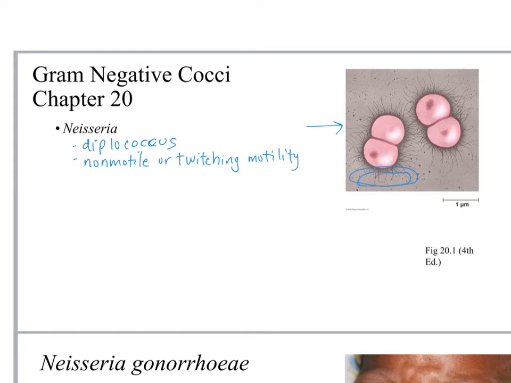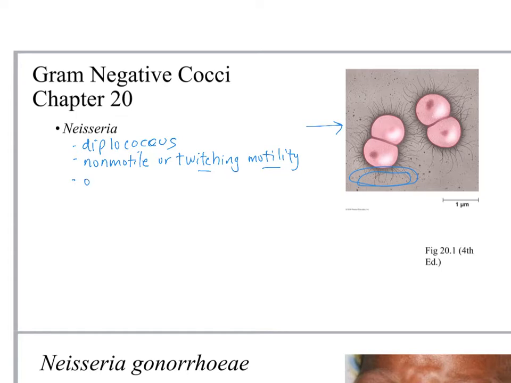But a twitching motility just involves an organism with pili reaching out, attaching to some surface, and then drawing the pili in to move that cell closer to whatever that surface is. So it's a very slow kind of motility, again, if you want to call it that.